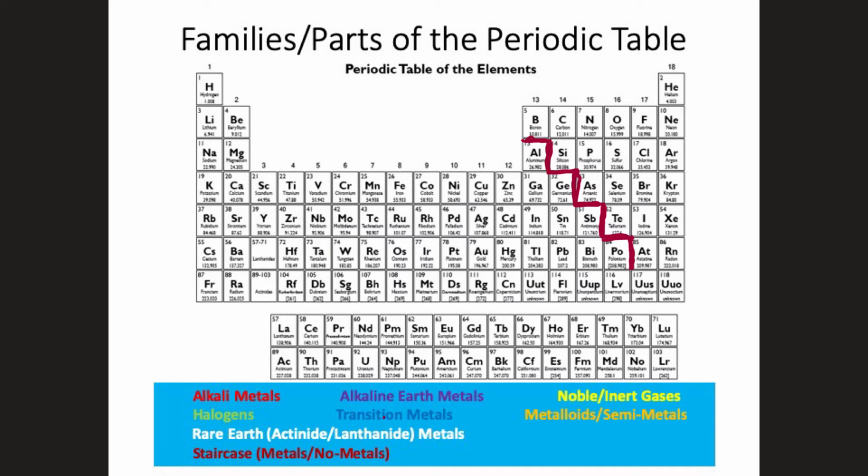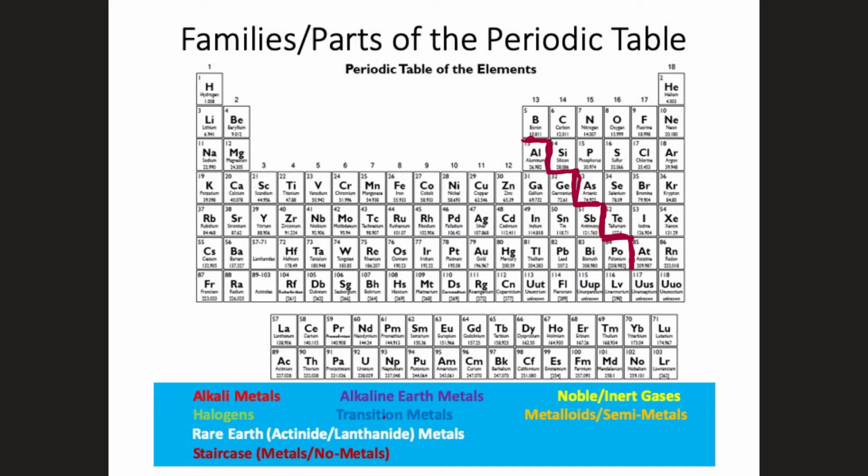Okay, I've drawn in the staircase. The staircase separates the metal elements from the non-metal elements. So my metal elements are located to the left of the staircase. These are all my metals, and my non-metals are all to the right of the staircase. So metals again, non-metals.